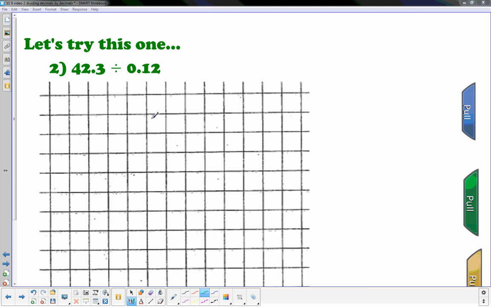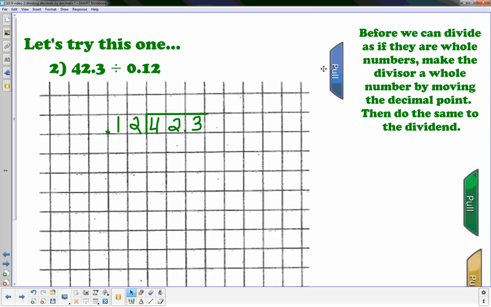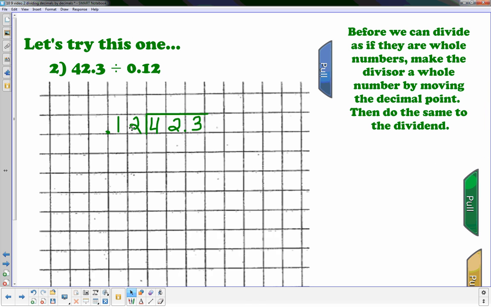Alright, first, let's write this down. I have 42 and 3 tenths divided by 12 hundredths. Let's review. I'm going to turn this into a whole number by moving that decimal 2 places. I'm going to do the same thing over here. What do you think is going to go in this empty spot? You got it. A 0.